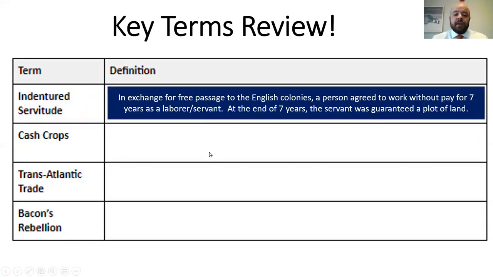Indentured servitude. This was the system that, in exchange for free passage to the colonies, a person agreed to work without pay for 4 to 7 years as a servant. At the end of their term, they were guaranteed a plot of land, which made this very appealing to poor Europeans.